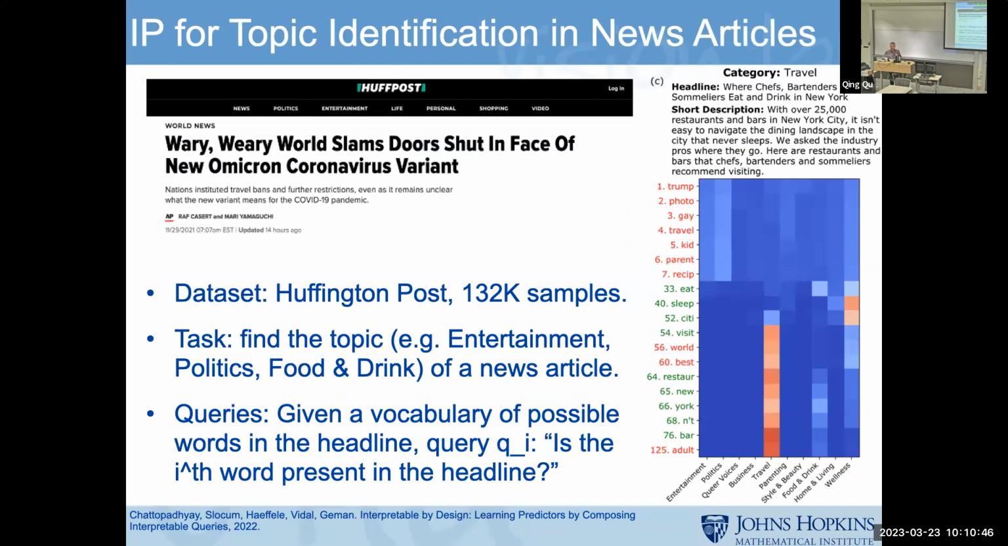Okay, briefly here, because this provides an example of choosing a bad query set. Here, the task is to find the category of the document. Again, there are like hundreds of categories. Travel is one of them. Based on this text, there is typically a headline and a short description. We chose the presence or absence of a word as our query set in this particular case. And what happened?